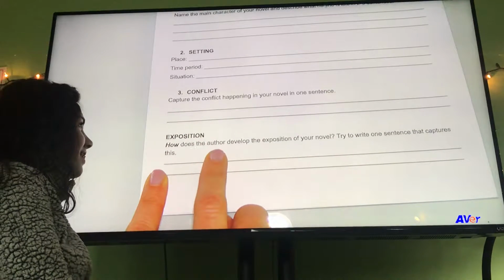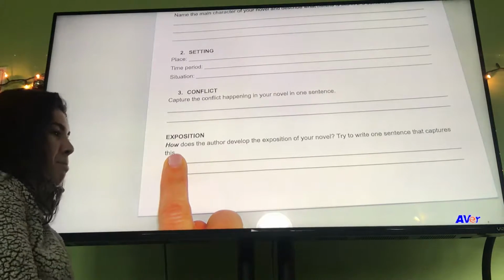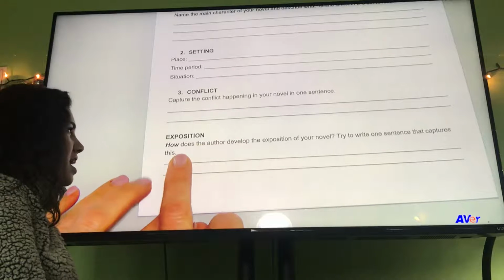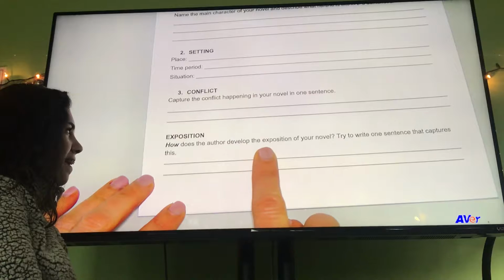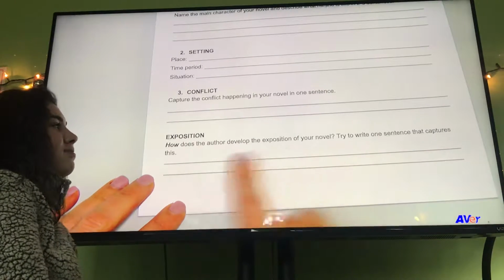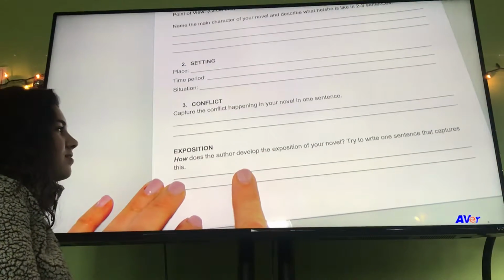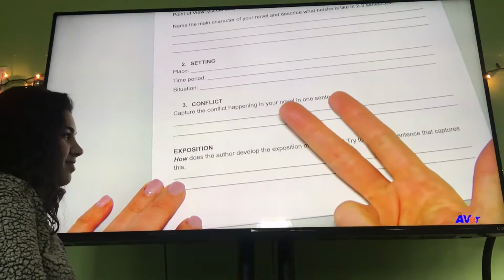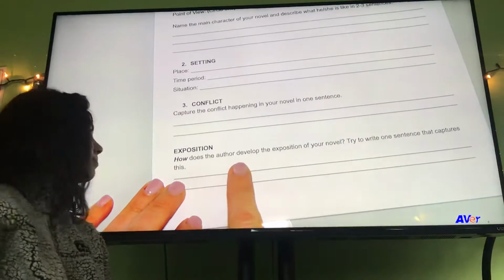Okay, and this question came right off of SBAC. You might read an excerpt on that test, and it just gives you this question. So you need to know what exposition means, and you need to know how to answer this question written like this. How does the author develop the exposition of your novel? Try to write 1 sentence that captures this. So all of this is the exposition. How am I going to fit that into 1 sentence? I'm going to list character, setting, and conflict in it. And then I'm also going to try to say how the author did it.